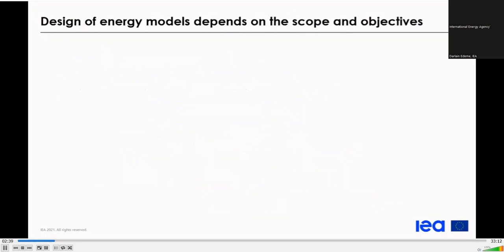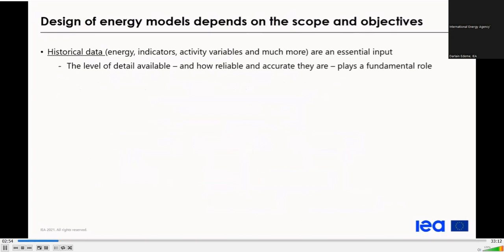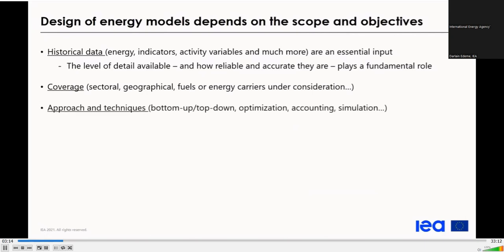When we design energy models, we need first to ask ourselves, what is the objective of this model? What is its scope, and what will be its different features? And as a start, looking at historical data is fundamental, because the level of details available will define how reliable and accurate the model will be. Then there are questions on coverage: what sector, what geographical areas, what type of fuels we want to take into account in the energy model. In terms of approach and techniques, there are different ones. We will present them in the coming slides.